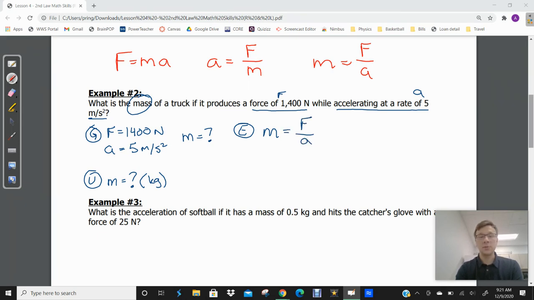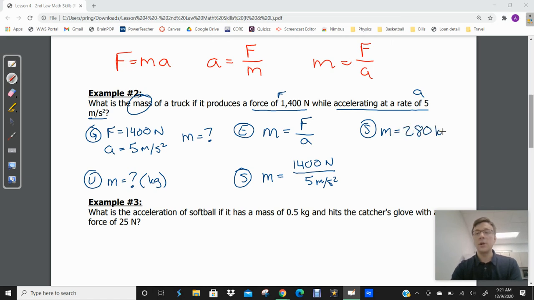So we are solving for mass, so we are going to use the version that's mass is equal to force divided by acceleration. The first S is the substitute step, so we'll go ahead and plug in 1,400 newtons divided by 5 meters per second squared. Okay, make sure to plug these into your calculator. Don't just write down the answer. Make sure that you do it yourself. So the mass here is equal to 280 kilograms.